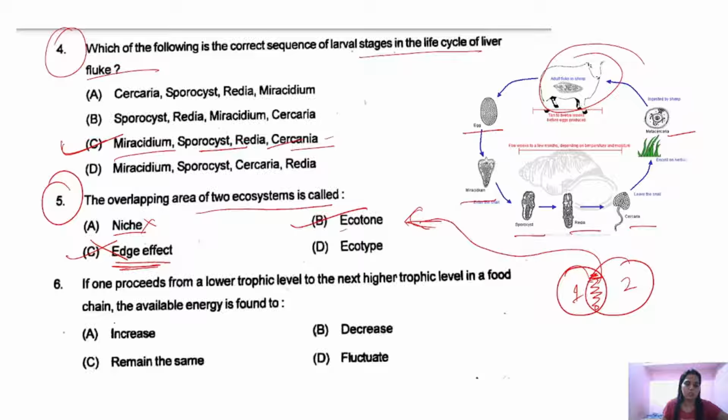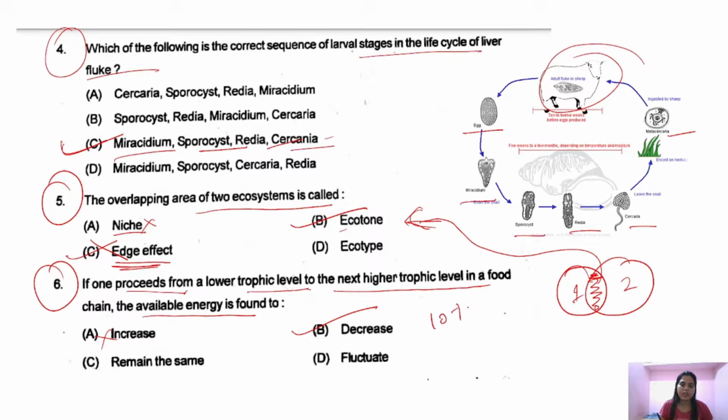That is ecotone. Question number 6. If one proceeds from a lower trophic level to the next higher trophic level in the food chain, the available energy is found to: increase, no, never. B, decrease, yes, this is the right answer. We know the 10% law. According to the 10% law, when we move from the lower trophic level to the higher trophic level, there is always a decrease in the energy by 90%, due to respiration and other metabolic activities.